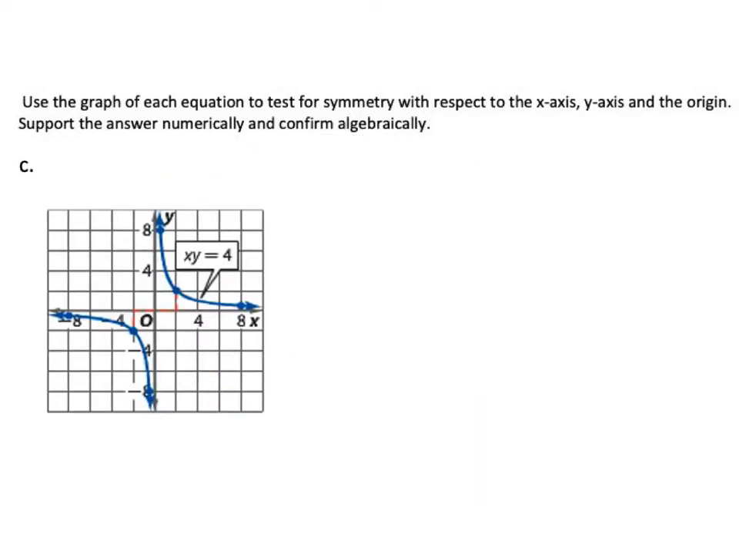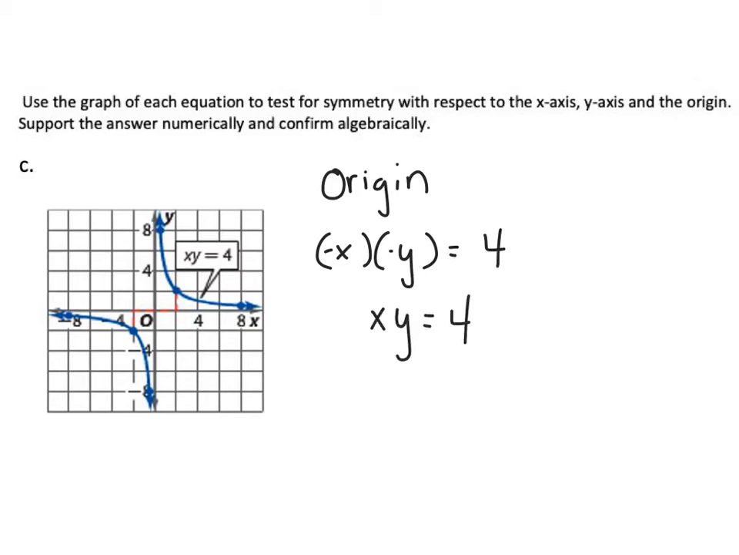In this one, I do not believe that I have line symmetry, but I do have symmetry with respect to the origin. With respect to the origin, I am replacing both letters with their opposites, and sure enough, I get what I started with. How do I see it? Just by looking at it, if you rotate 180 degrees or flip your paper upside down, you get the exact same graph. It looks unchanged. It's still in the first and third quadrant.